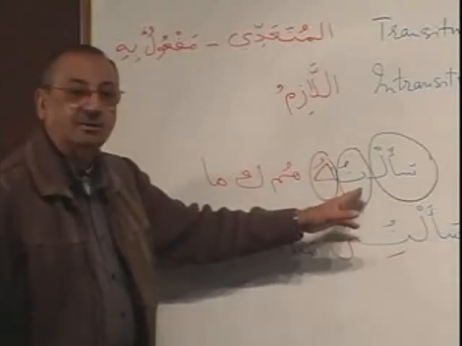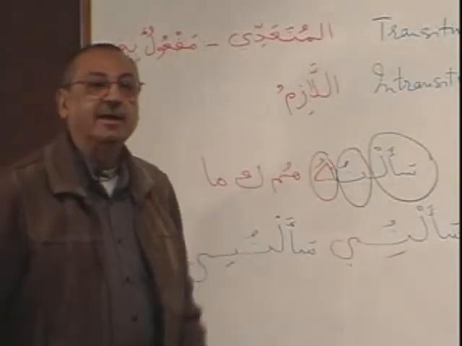Because all the fa'ils in the past tense, how many are there? We should have 12 of them joined to the verb. Which are the 12? Can you figure out, brothers and sisters?